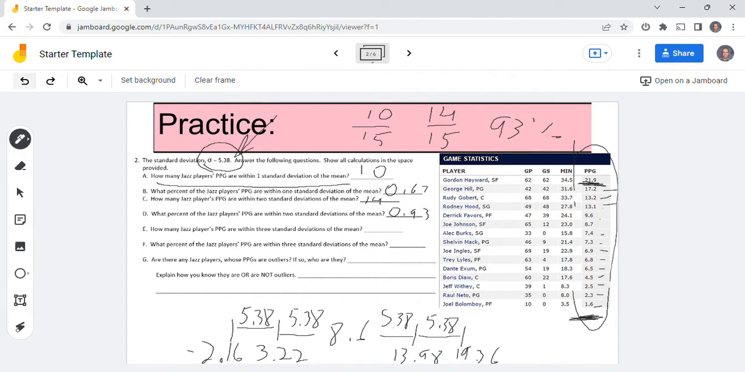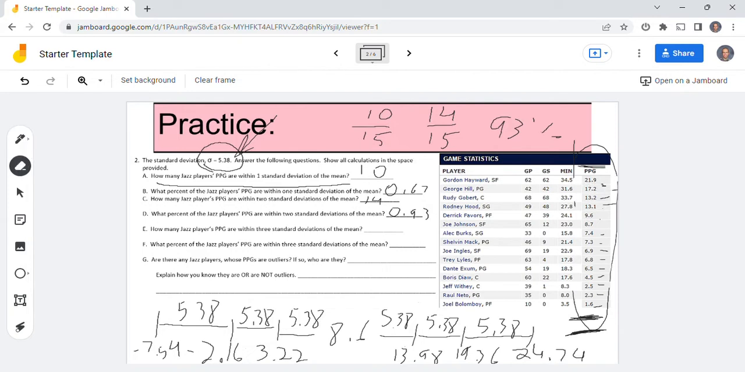Within 3 standard deviations of the mean, we need to go out one more standard deviation in either direction. So that gives us another 5.38 above and 5.38 below. The lowest value now is negative 7.54. That doesn't actually make any difference because that's still down here below the very last player. But the top end does make a difference. That puts us up at 24.74. And that would be up here above the top player.